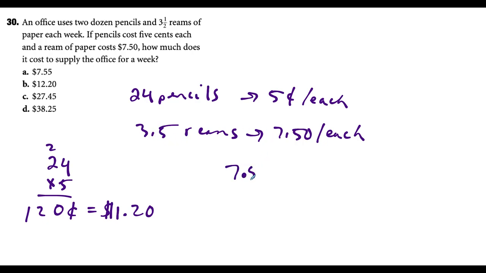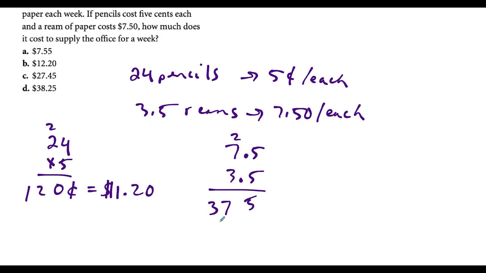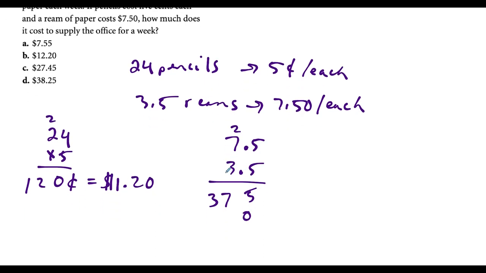3.5 reams of paper, well, we just have to multiply. We're doing $7.50 times 3.5. And let me move that over a little bit. So we have 7.5 times 3.5. I don't have to put the zero at the end because a trailing zero doesn't add value to a decimal. So I'm just going to do 7.5 times 3.5. And when we work this out, 5 times 5 is 25, carry the 2. 5 times 7 is 35, plus 2 is 37. And now we'll make a little space here. We put a placeholder. 3 times 5 is 15, carry the 1. 3 times 7 is 21, plus 1 is 22.